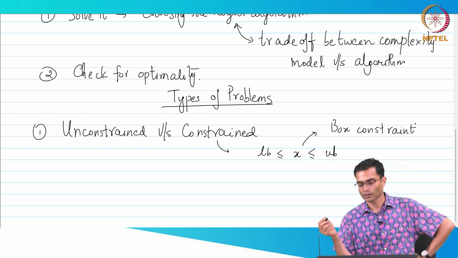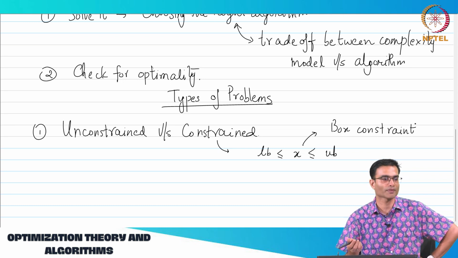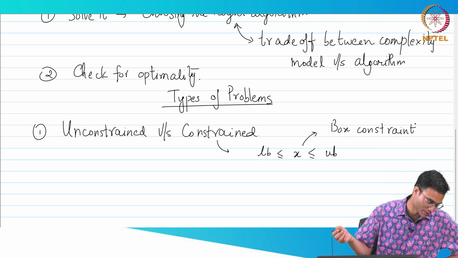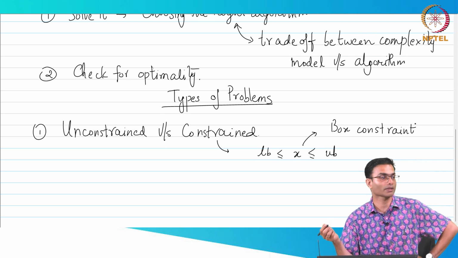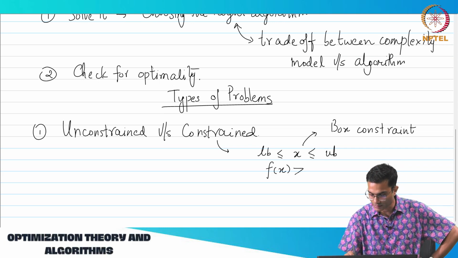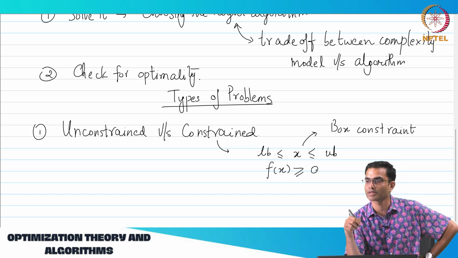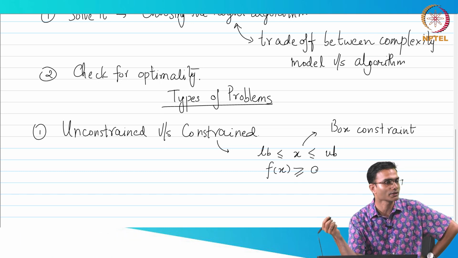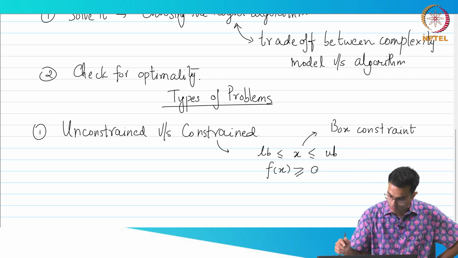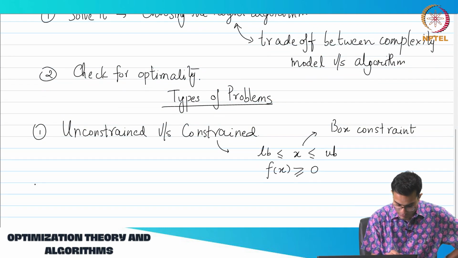Variations of this are, for example, positivity, which is a box constraint with the upper bound being infinity, and you can think of various such things. They can be more complicated inequalities also. For example, f of x is greater than or equal to 0, where f is some function which the user gives me. We will deal with these as they come. So, this is constrained versus unconstrained.